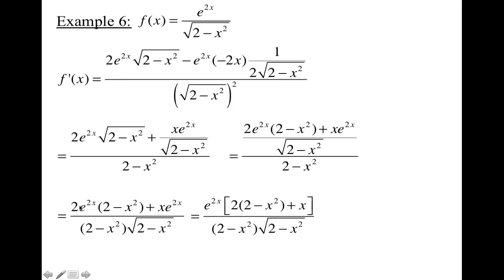Next, I can go ahead and pull out the e to the 2x that they both have in common and distribute the 2 through inside the brackets to get the following. And if you wanted to, you could simplify this even more. You can make the denominator (2 minus x squared) to the 3/2 if you wanted to, but you do not. So you can stop right here.